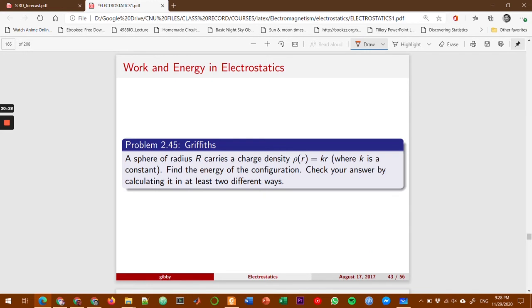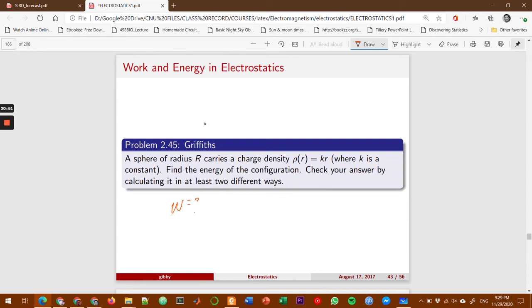So let's take an example. This problem is taken from the book Griffiths. A sphere of radius R carries a charge density rho of r. So the equation is kr, where k is a constant. Find the energy of the configuration. So you will find W. Check your answer by calculating it in two different ways.